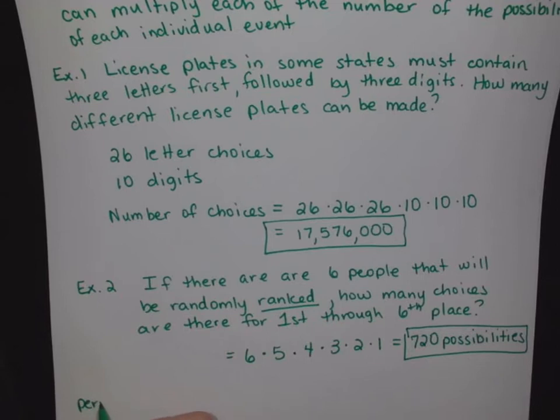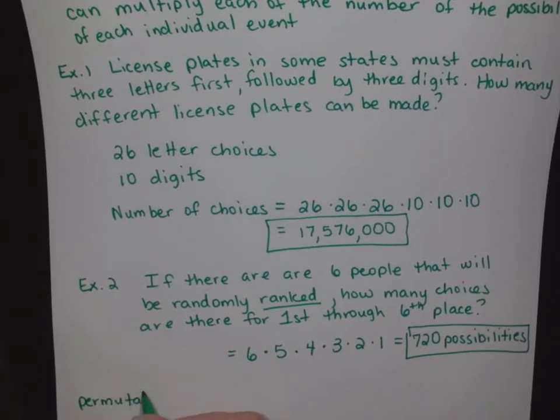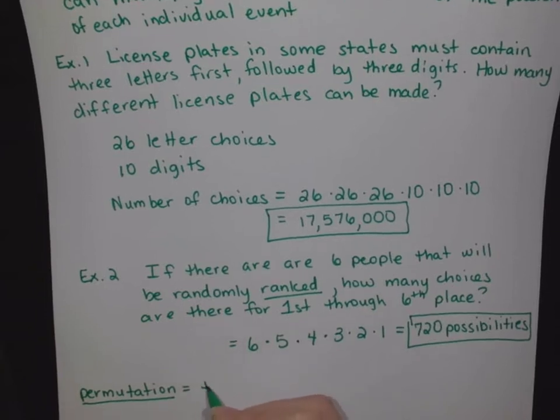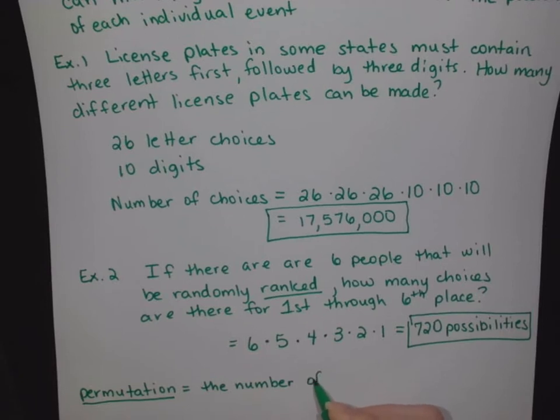So the name for what we just did is called a permutation. And a permutation is basically the number of ways items can be ordered.